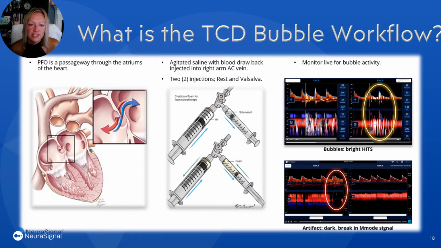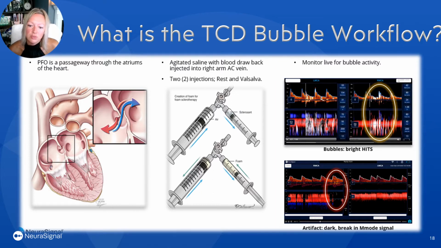The workflow for a TCD bubble study. So we know that PFO is not necessarily a hole, but a flap, and it's a connection between the two atriums. You will need your agitated saline with blood drawback, half cc blood drawback, injected into the antecubital fossa, and we will monitor live for these bubbles to show up on our TCD.